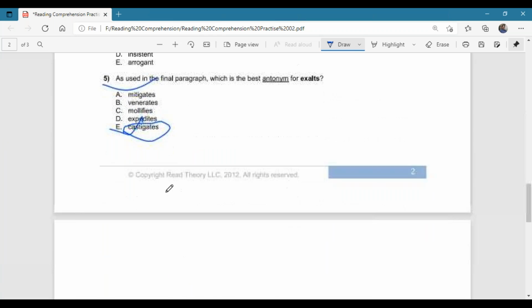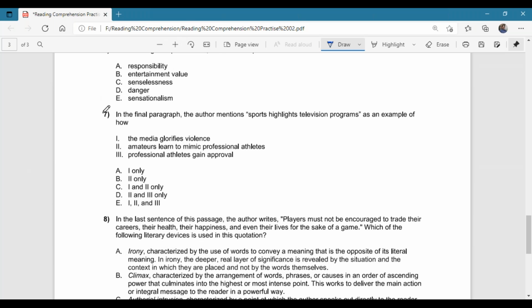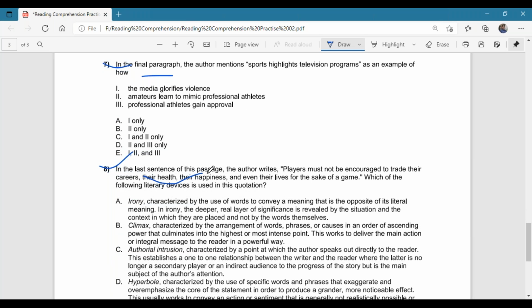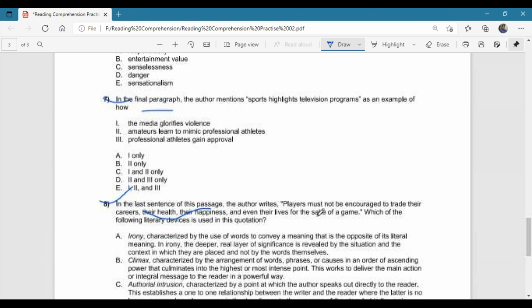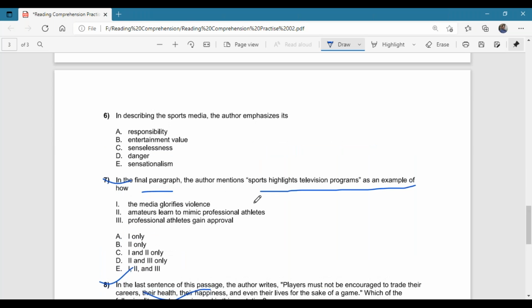Now let us focus on the final paragraph. Let us focus on question number 7 and 8 now. Because this is something related to the final paragraph and this is something related to the last sentence. So the answer will depend definitely on these two things. So let us observe the final paragraph. The author mentions sports highlights television programs as an example of how 1, 2, 3. So what is the right option?